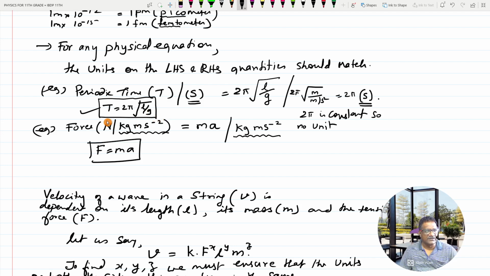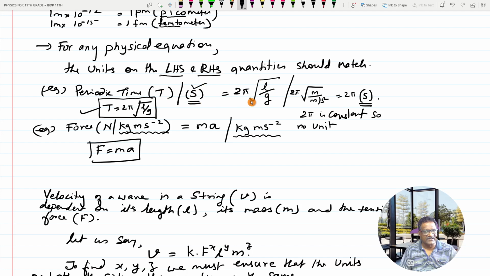So the unit of periodic time T is seconds, and the unit of whatever quantity you see on the right hand side should also be second. That is what it says: in any physical equation, the left hand side and the right hand side quantities should have the same unit. The units should match. So let us check whether the unit is the same. Now for time period, the unit is second, it is known.